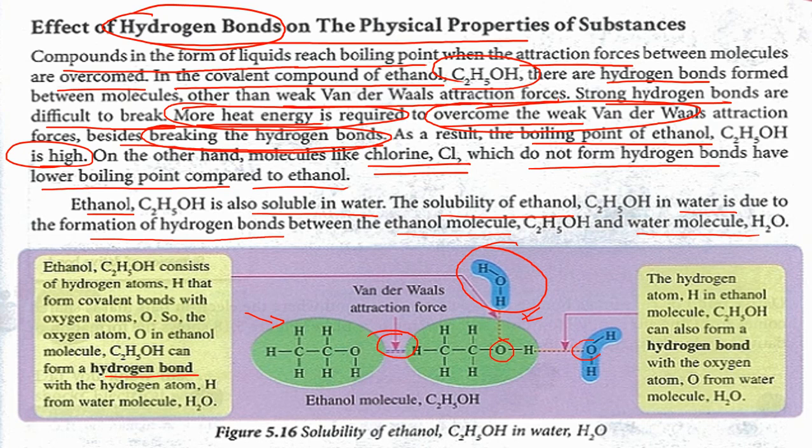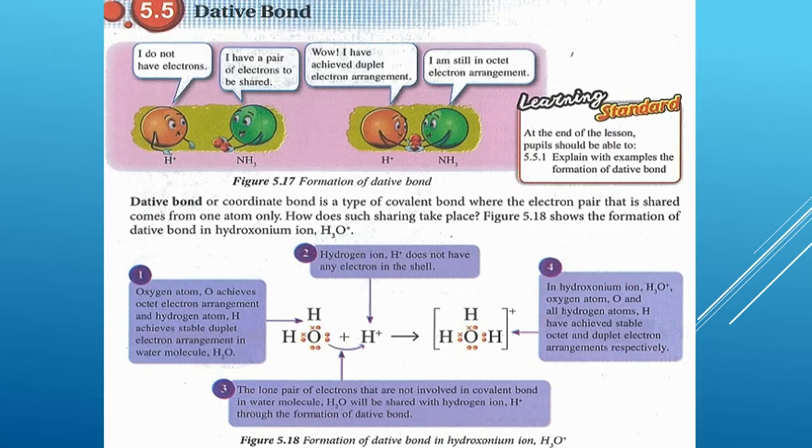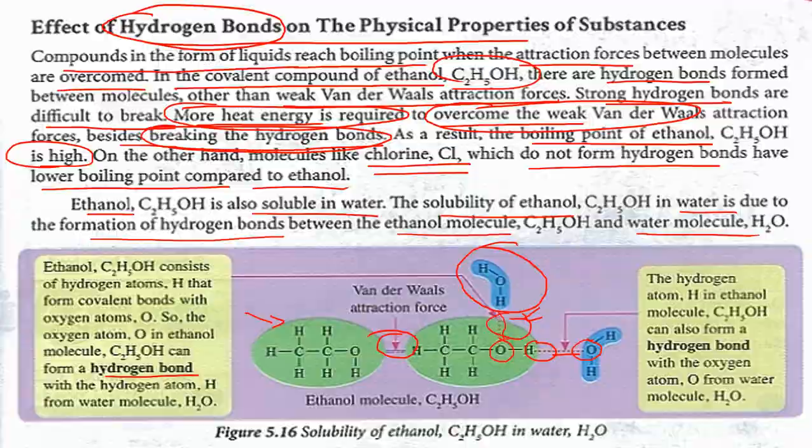This one, oxygen and hydrogen, forms a hydrogen bond. So this one also forms a hydrogen bond. Okay, that's why ethanol is soluble in water. Okay, that is hydrogen bond.